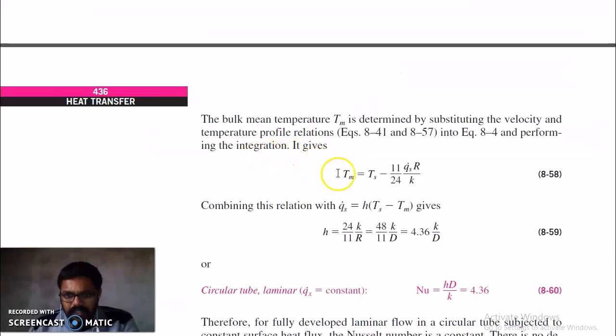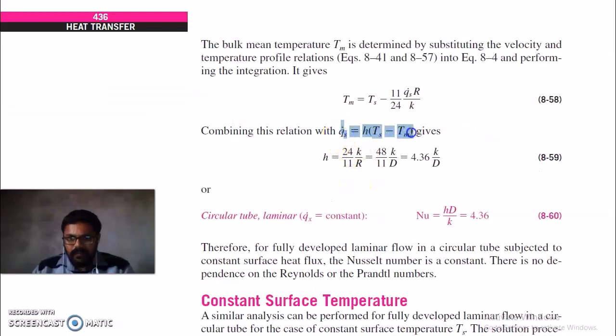On performing integration, you will get this equation, which is the mean temperature. We know this is the heat flux. Now put the value here, and on solving, these two terms will cancel out. You will get h equal to 4.36 k by D, and we know the Nusselt number is equal to hD upon k, which is equal to 4.36 in this case. For circular tube laminar flow, when your flux is constant, your Nusselt number is equal to 4.36.